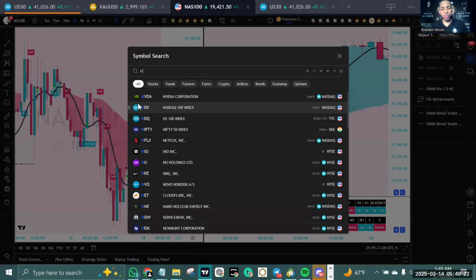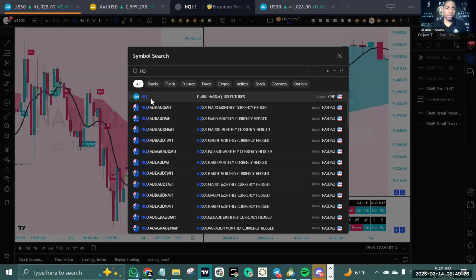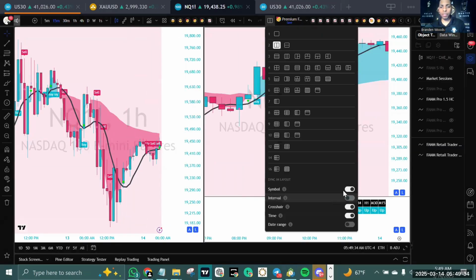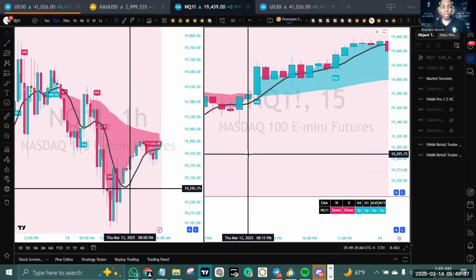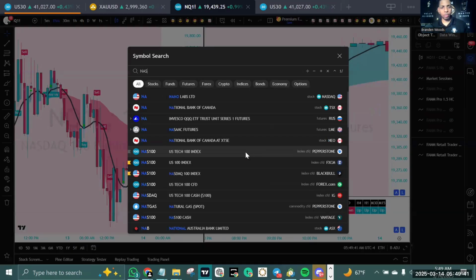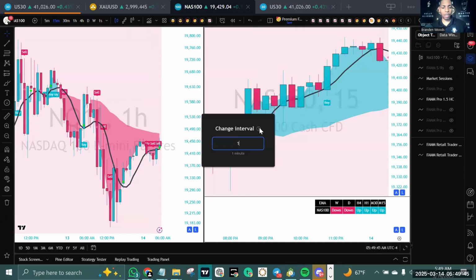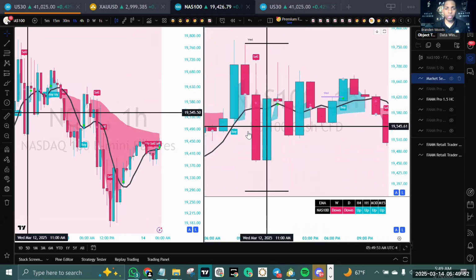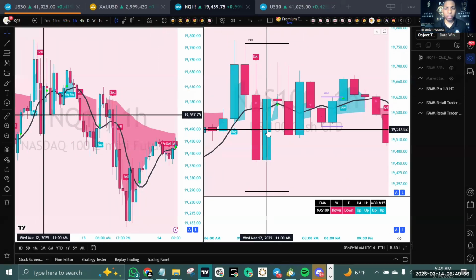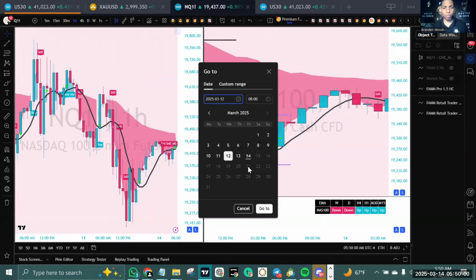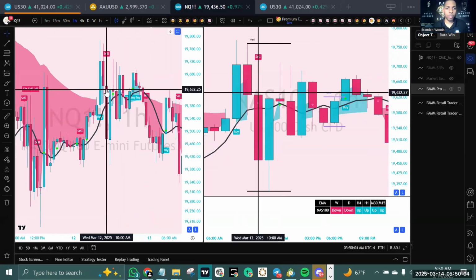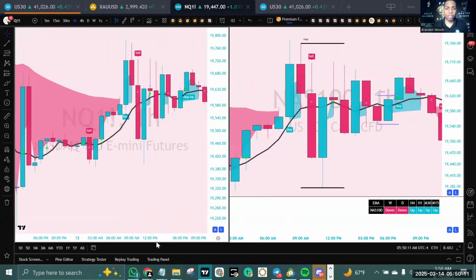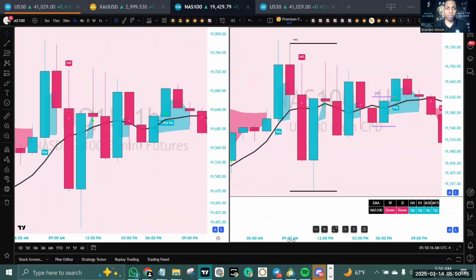With futures, let's go to NQ. Now these are going to be the exact same type of moves, right? So let's do this. I'm going to make it so we don't have the same symbol. I'll put this on NAS 100. I'll put this on the hour as well. We're just going to look at structure. So March 12th, let's go to March 12th here. There it is. So we have side by side. That's what it looks like.